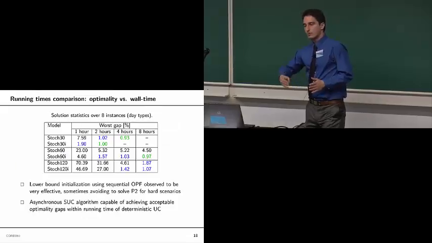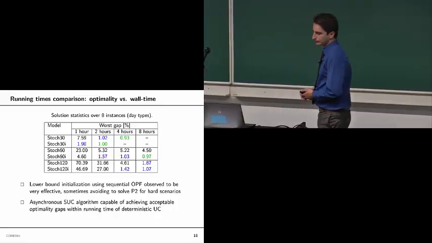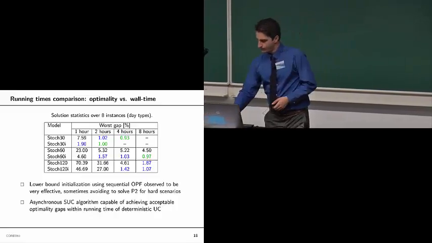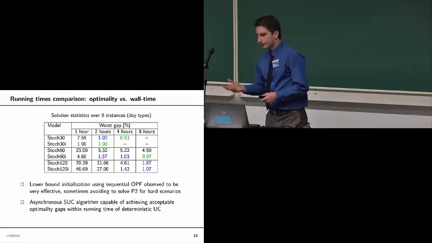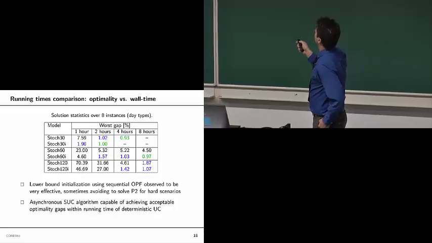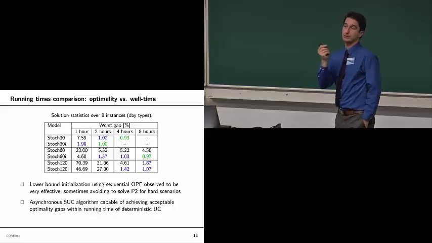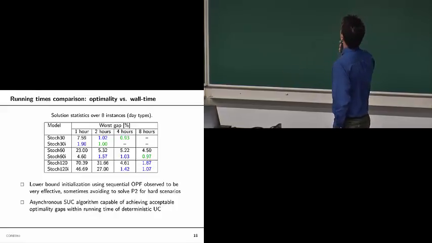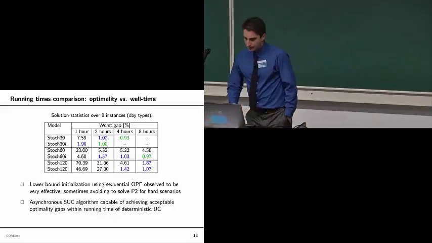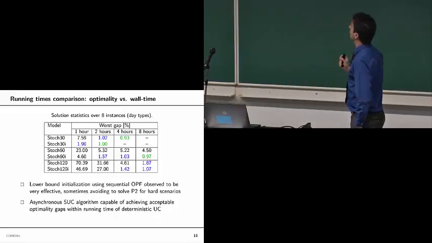If we give ourselves even more running time, then we can do even better. Or if we just relax this requirement of the 1% optimality gap. So for the toughest problem that I showed you earlier, sure, we weren't able to solve it within 1% within 10 hours, but within 8 hours, we can get up to 1.07% of optimality.